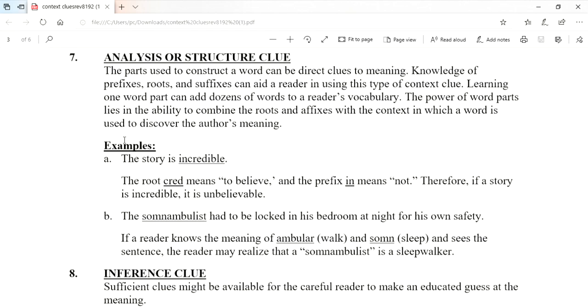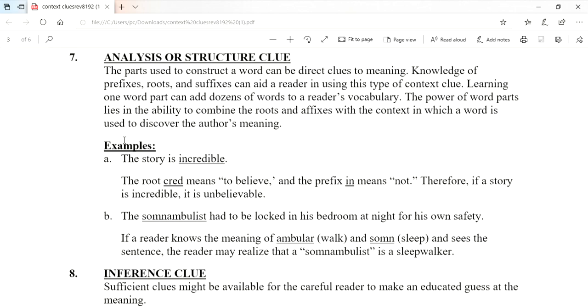The somnambulist had to be locked in his bedroom at night for his own safety. You get a point. They say he had to be locked down in his room for his own safety at night.